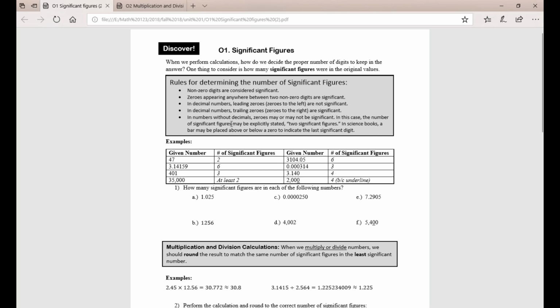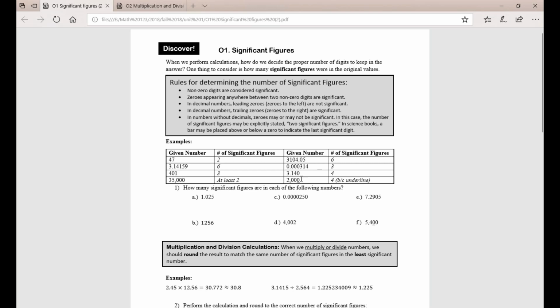Now it says in numbers without decimals, zeros may or may not be significant. How do I know? Well, let's take a look. In this case, 35,000, it shows that we have at least 2 significant figures here, the 3 and the 5. And in this case, the zeros are just place value holders. But in this case here, with this number, it's not a decimal number, it's a whole number. But notice underneath that last digit, it's underlined under that 0.